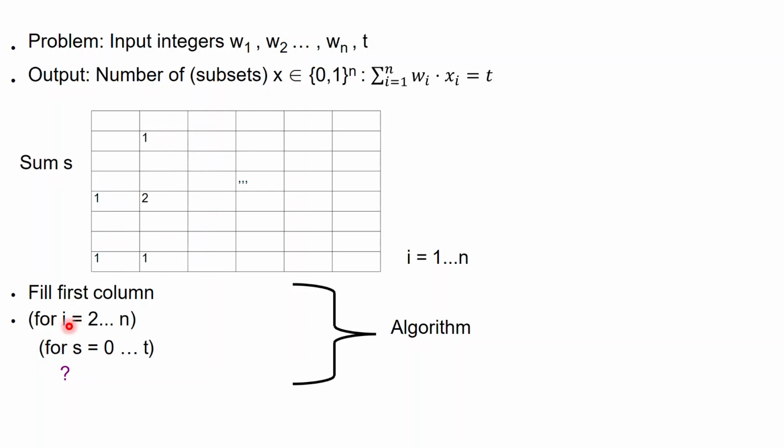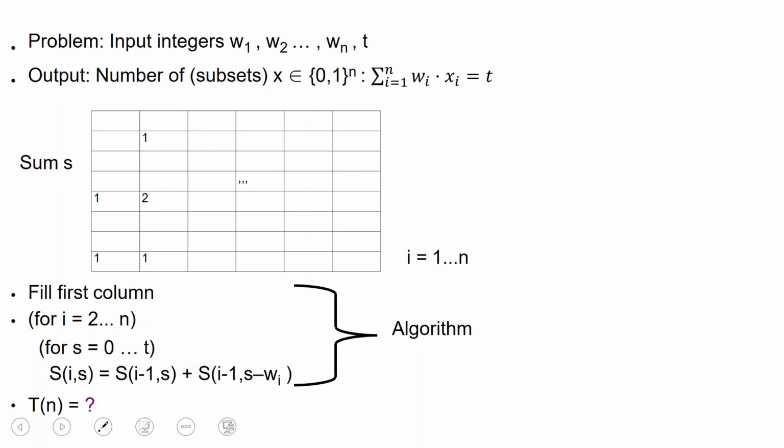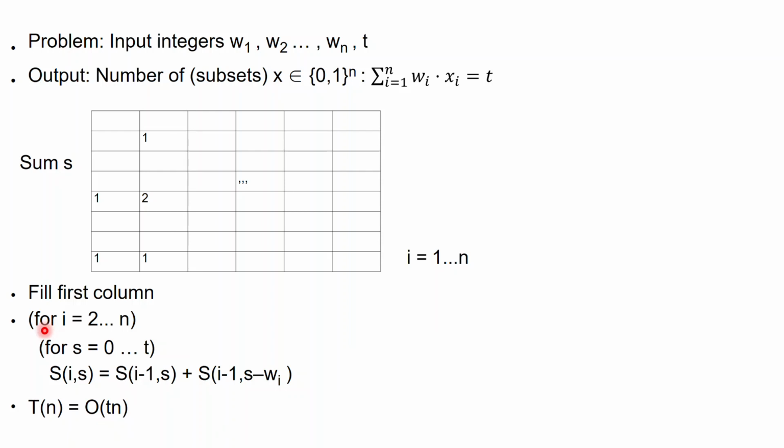Okay, so for i goes from 2 to n, you go through every possible sum and use the recursion to fill it. What does the recursion say? It says that the entry in this table can be obtained as a sum of entries from row i-1, at s or at s minus w_i. So some value here depending on what's the w_i. That's the entire code. The running time would be order of t times n, because this for loop has n iterations and this for loop has t iterations.